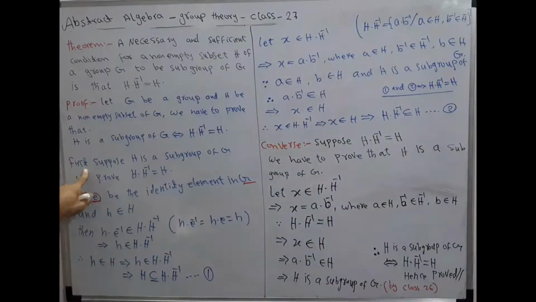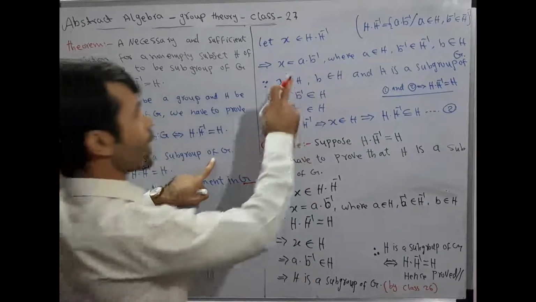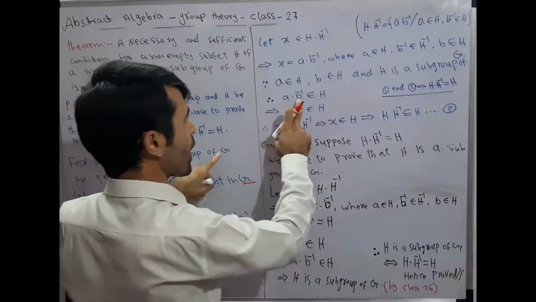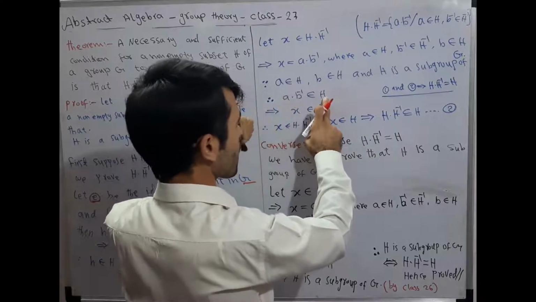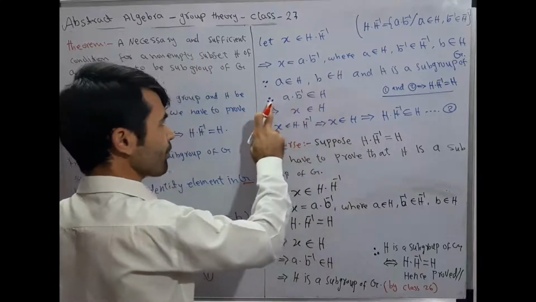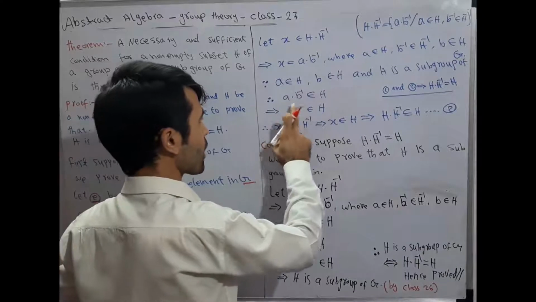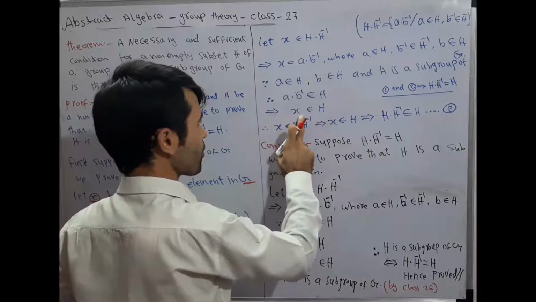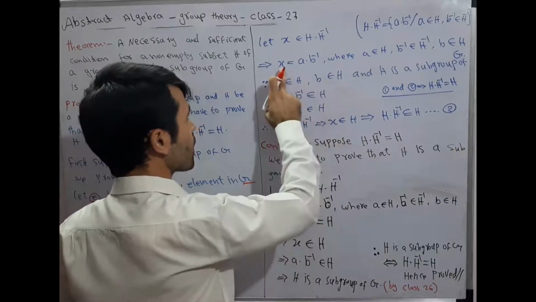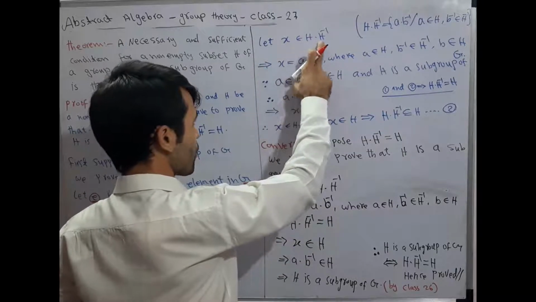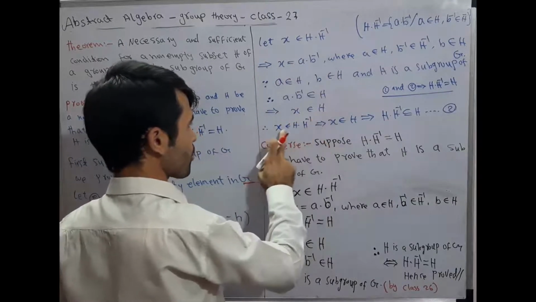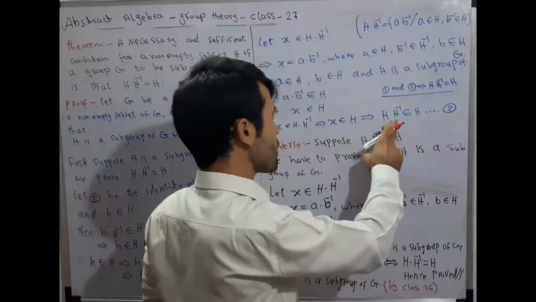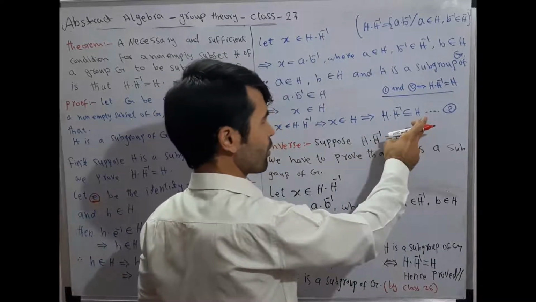here we said first suppose that H is a subgroup of G. a belongs to H, b belongs to H, and H is a subgroup of G. Therefore, a into b inverse belongs to H. a into b inverse is the value of x. It implies x belongs to H. We get x belongs to H into H inverse implies x belongs to H. This implies H into H inverse is a subset of H.